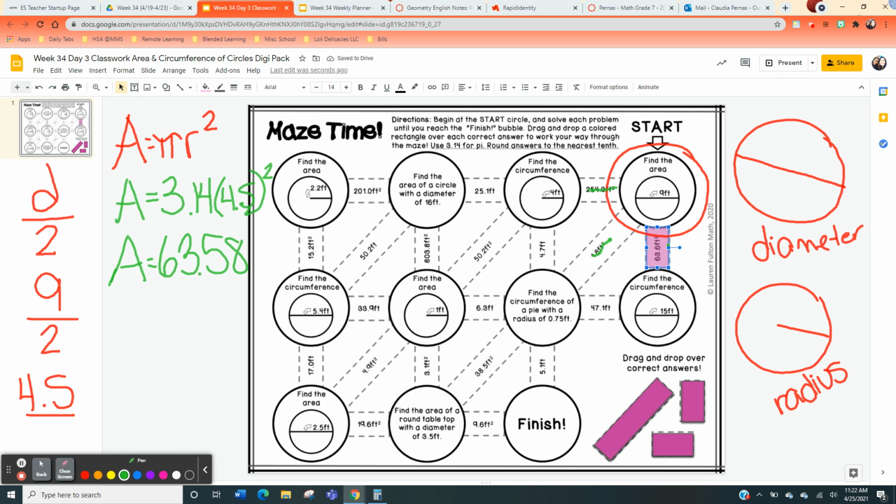Now, this is my second question. So remember, you're going through the maze. That does not mean that you're answering all the questions until you get to the finish. If you have any more questions, please ask.